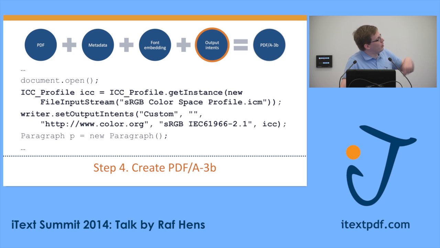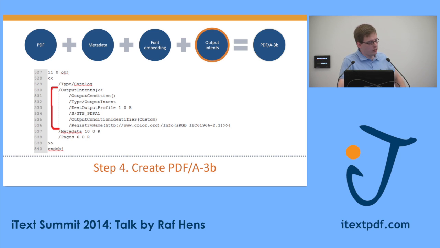We are using a standard RGB ICC profile here, and setting the output intents of the PDF/A document to use this color profile. Looking at the content of the root catalog of the PDF file that's created, you can now see that this output intent is added as expected. So this file now is able to be rendered device independently from a color point of view.